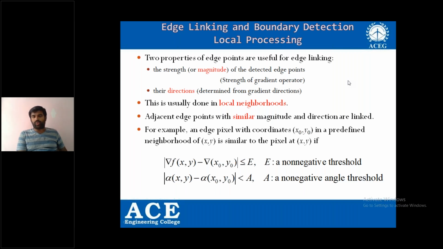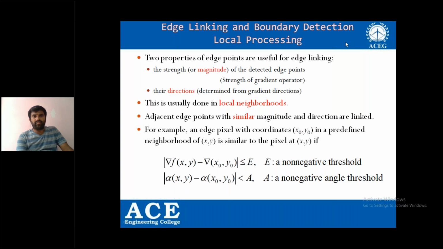And this is usually done in the local neighborhoods. For example, at this point I have the edge, and after that I have the edge here. There is a breakup here, and I know the magnitude here, and I know the magnitude there. I'm going to compare these two, and if they are absolutely the same or almost similar, then I can combine them. I can use the local neighborhood. That is, I'm going to take the gradient value of this particular pixel and the gradient of its neighborhood pixels. By comparing these, I can decide whether it is the boundary or edge, right? That is called local processing.